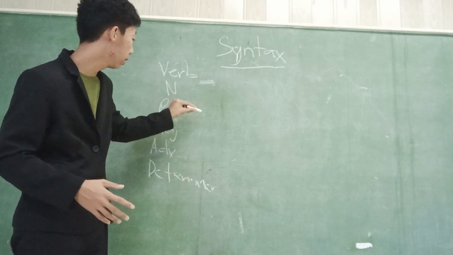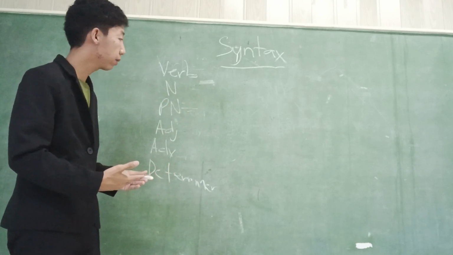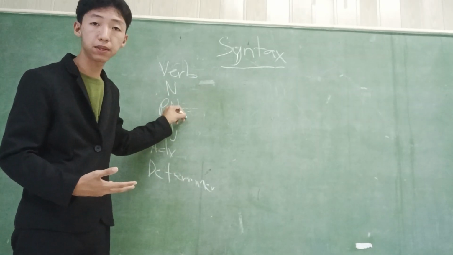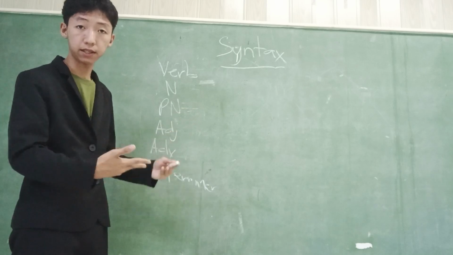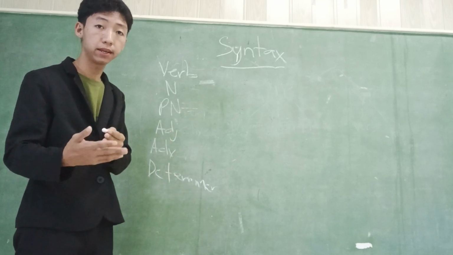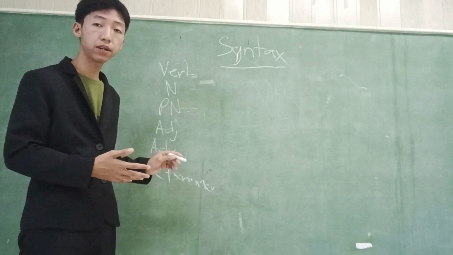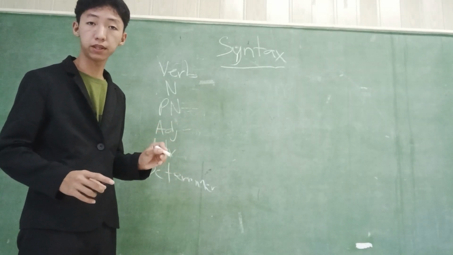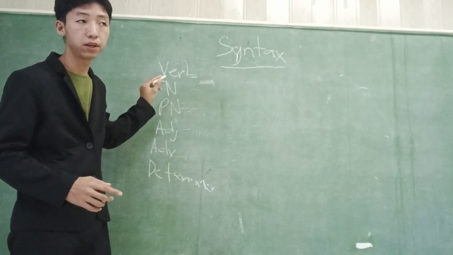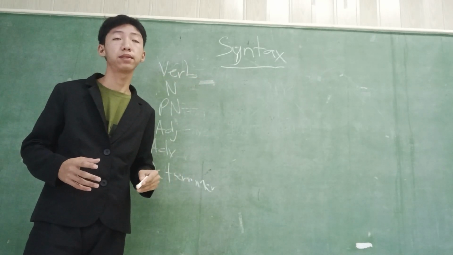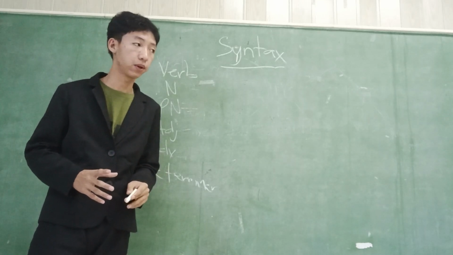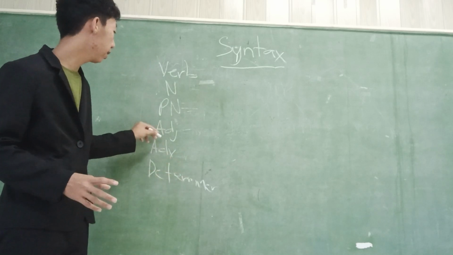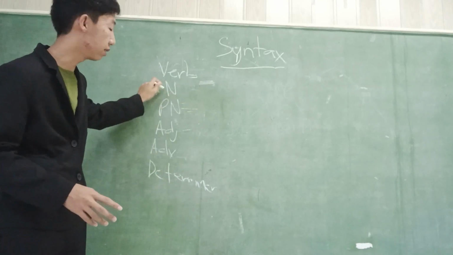Now we have the pronoun. Just like I mentioned earlier, a pronoun is the substitute of a noun. So it can be used as he, she, just like I said earlier, I, you, it. Those are the pronouns. Now we have the adjectives. Adjectives are words used to describe a noun. For example, that woman is beautiful, or that chair is very small. The word small is the adjective. It is used to describe the noun.